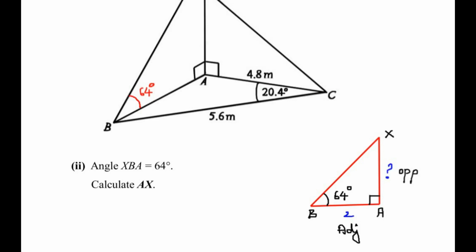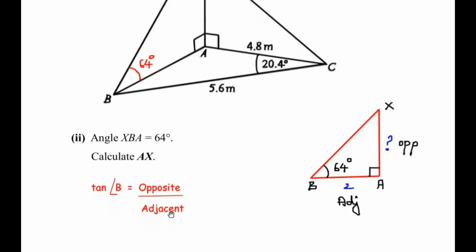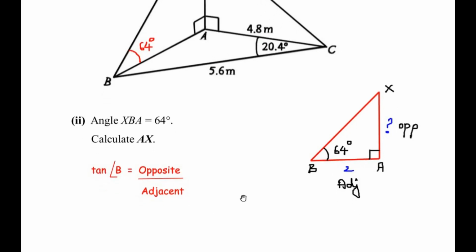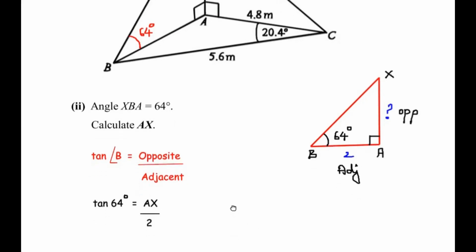The trigonometric ratio that relates the opposite side to the adjacent side is the tangent ratio. So let me write here, tan of angle B is equal to opposite side divided by adjacent side. Now the opposite side is AX, the adjacent side is 2, and we are going to take the angle B value as tan of 64. So let me substitute over here. Tan 64 is equal to AX, which is the opposite side, divided by 2.